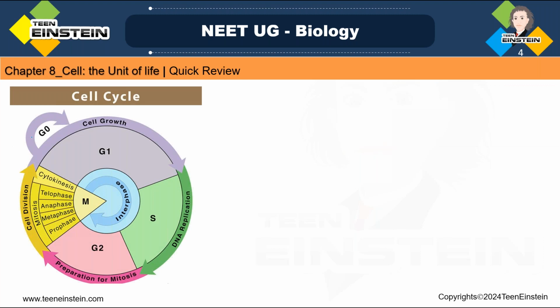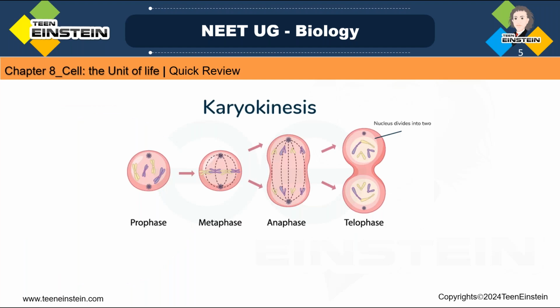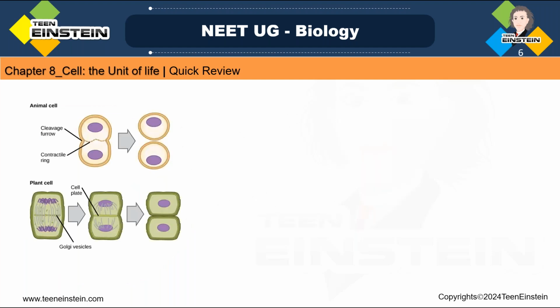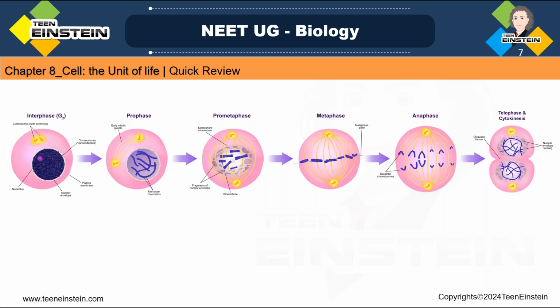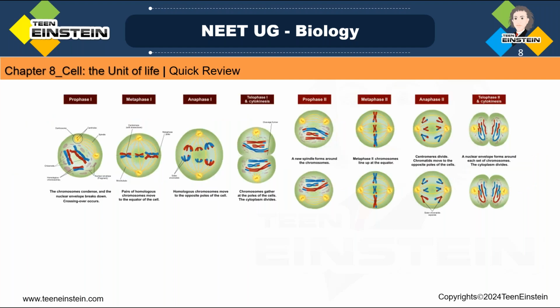We have learned the stages G1, S, G2 and the mitotic phase. Then, within that, karyokinesis and cytokinesis we have learned. Then the stages of mitosis: interphase, and from there prophase, metaphase, anaphase and telophase. And like that we have learned the stages of meiosis also: prophase 1, metaphase 1, anaphase 1, telophase 1. That is meiosis 1. And in meiosis 2, we are learning prophase 2, metaphase 2, anaphase 2 and telophase 2.